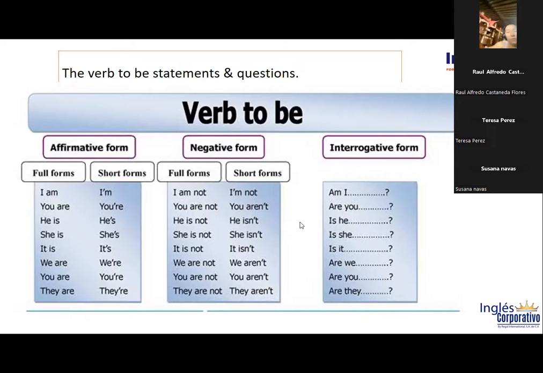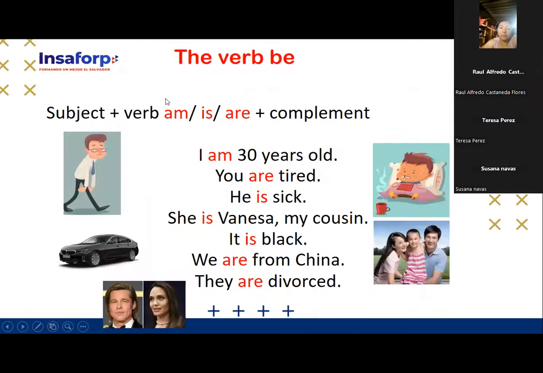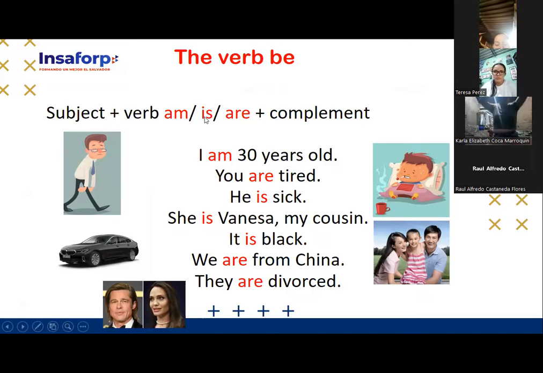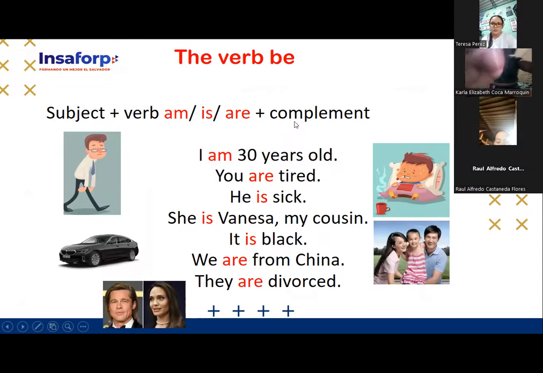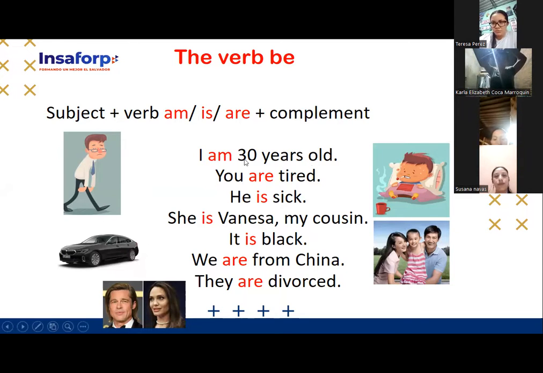Bueno, vamos a practicar. Let's practice. More examples and practice. Bueno, entonces, para las oraciones, the statements, this is the formula, the structure. Structure or formula is the subject, sujeto, verb, la forma del verbo que corresponda, am, is, or are, and the complement. Veamos ejemplos. I am 30 years old.